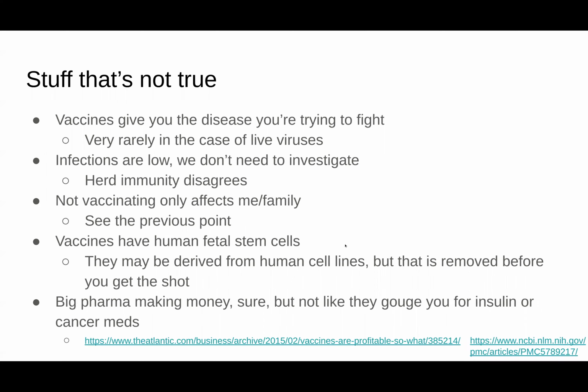Another common thing you'll see is that vaccines have human fetal stem cells. That's just not true, especially with the current administration. There's no research being done on human fetal cells because of the position of the current administration on it. But even historically speaking, there's never been human fetal stem cells used in vaccination research. We do use human cell lines, but again, these are cell lines that are donated from adult beings. So nothing controversial here. And even if we do use cell lines, they don't make it into the vaccine at the end of the day.